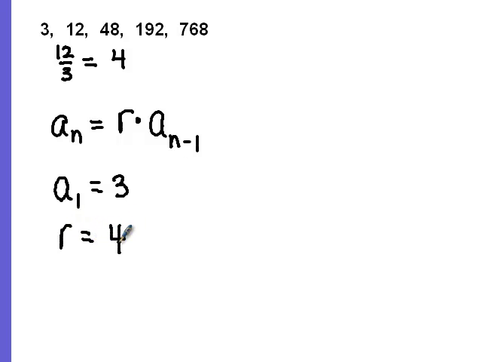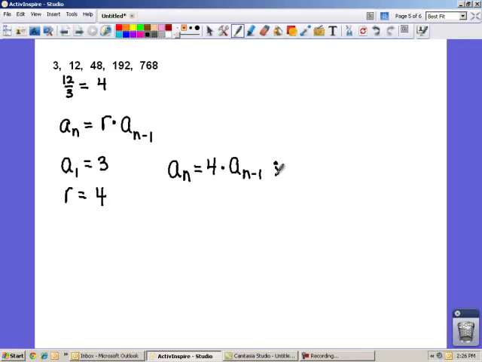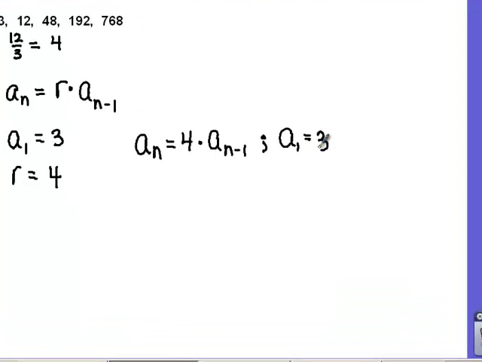So we write out our rule. We have A sub n equals 4 times A n minus 1. This is our general rule. And we also want to tell the readers that A sub 1 equals 3, so that they can plug something in to get it going.